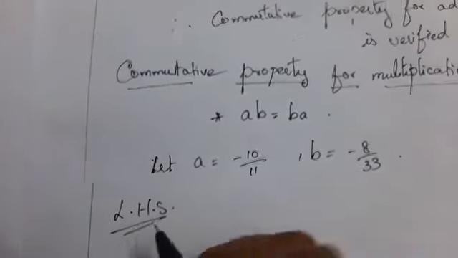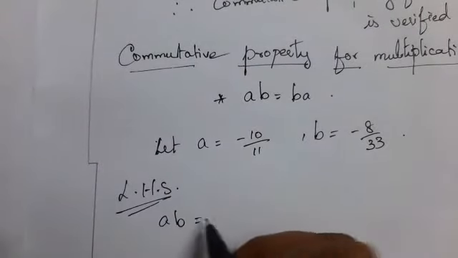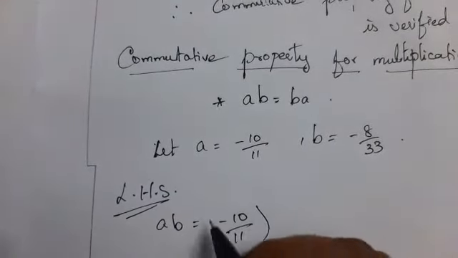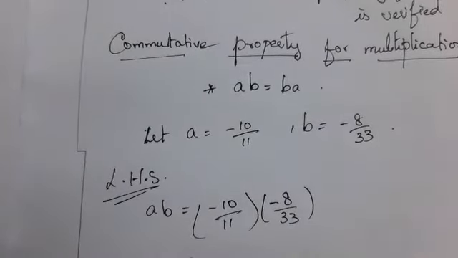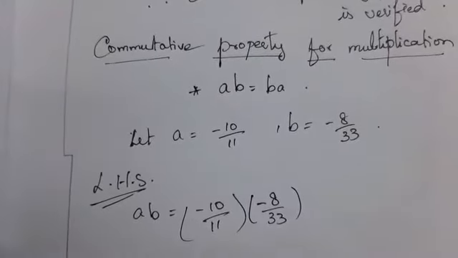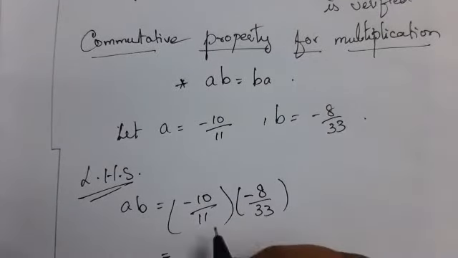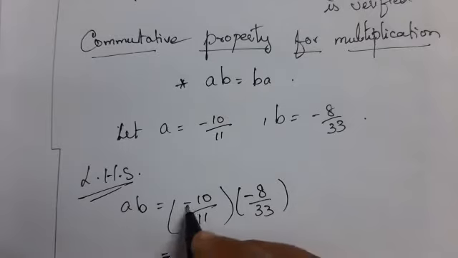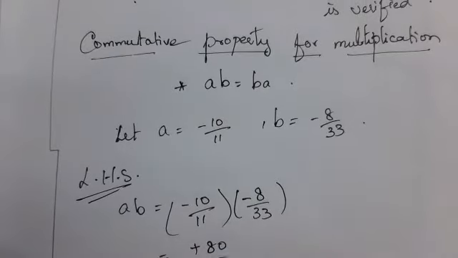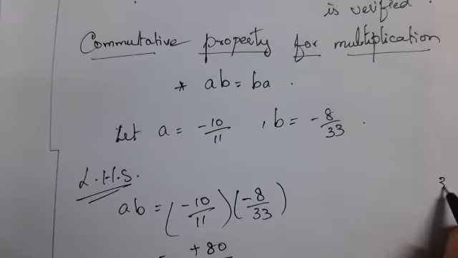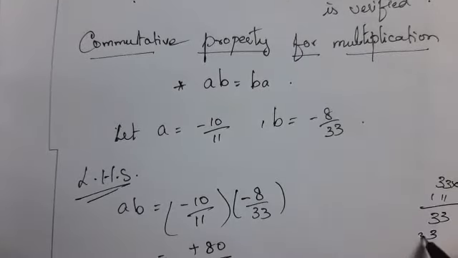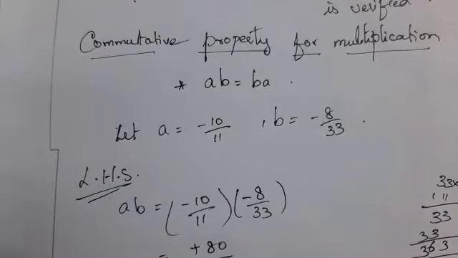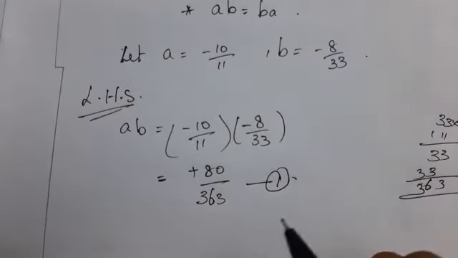Left hand side, AB is equal to minus 10 by 11 into minus 8 by 33. Minus into minus plus, 10 into 8, 80. 11 into 33, 363. Therefore, 80 by 363. Take it as equation 1.